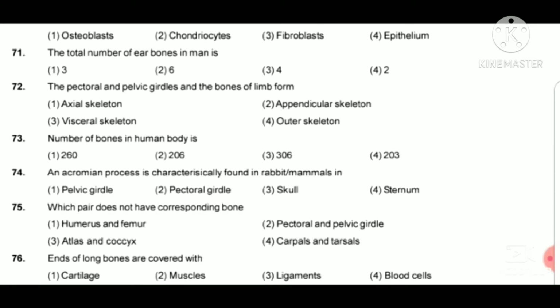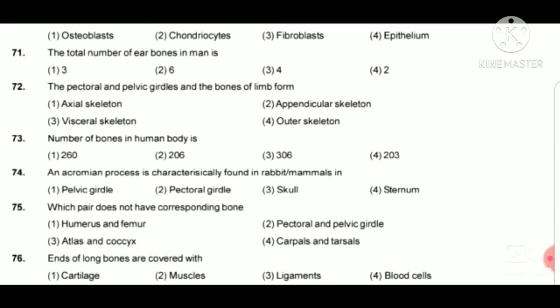Whereas appendicular consists of pelvic, pectoral, limb bones and bones of hands and feet, and visceral skeleton consists of ribs, sternum and the interior section of the cranium. And outer skeleton contains the exterior protective or supporting structures like nails, scales, hooves, etc. So the answer is option number 2, appendicular skeleton.